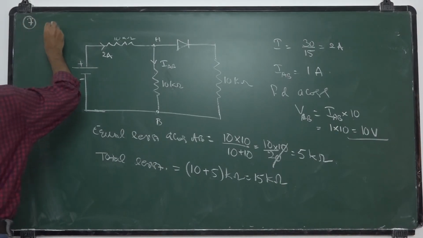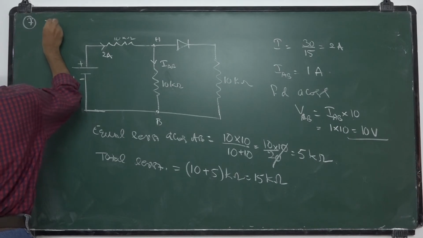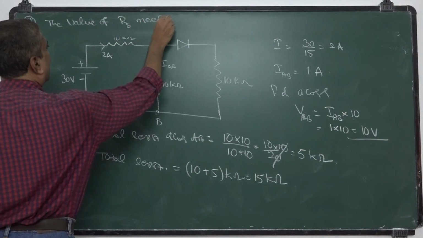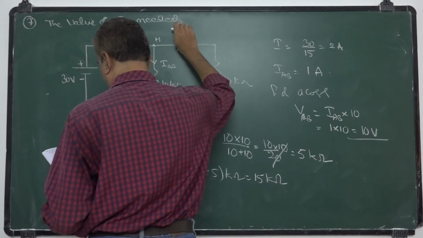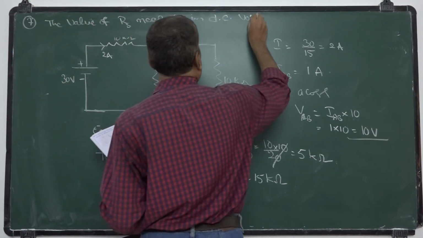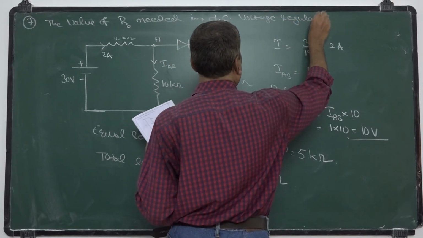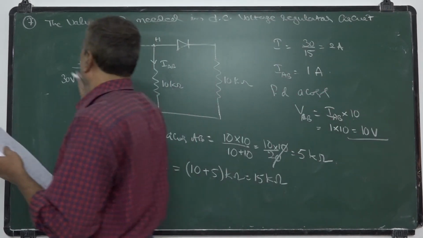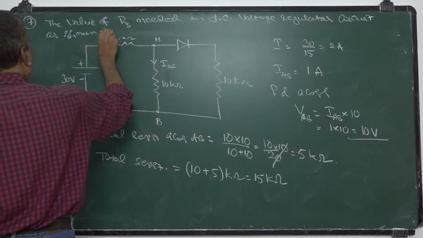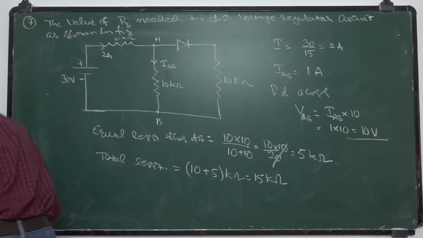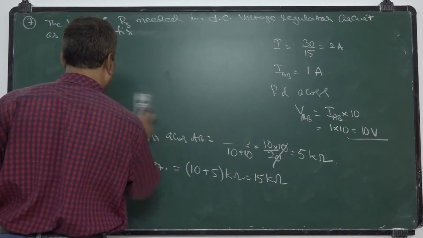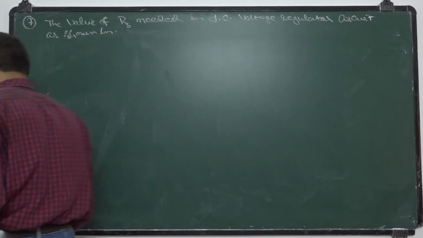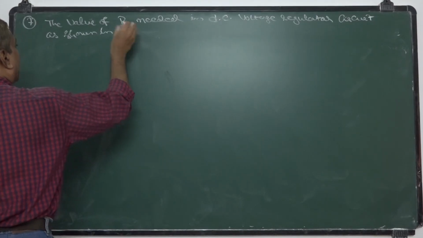Now the seventh one: the value of RS needed in a DC voltage regulator circuit as shown in figure.